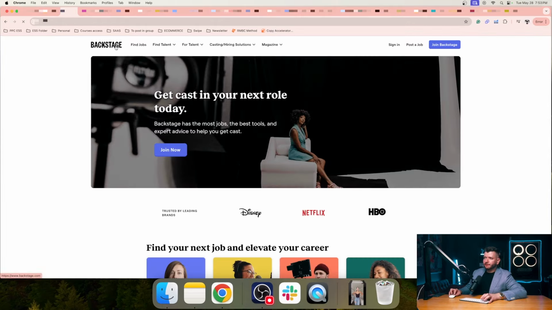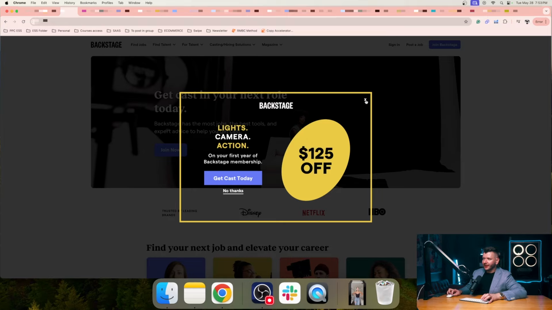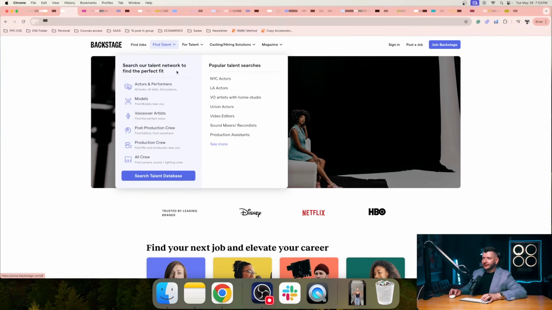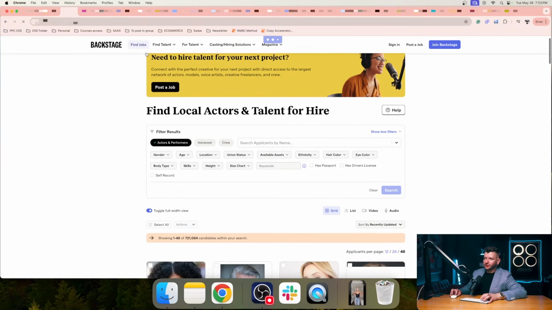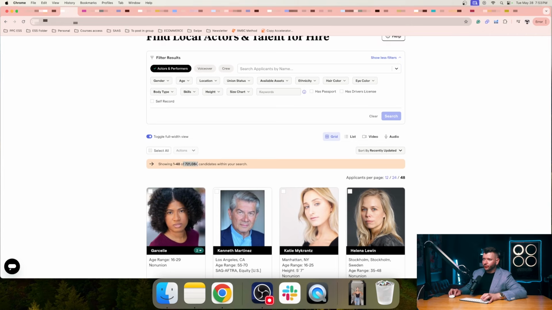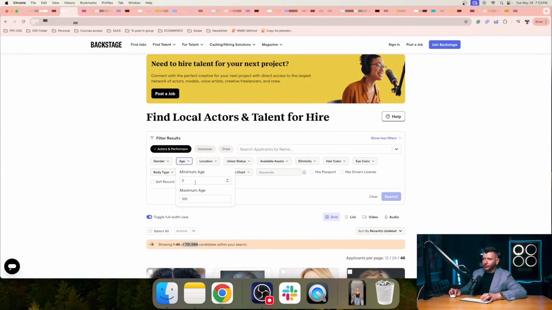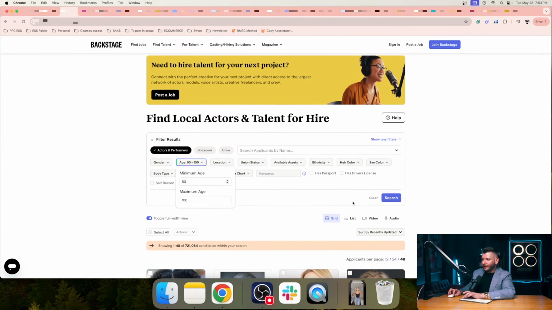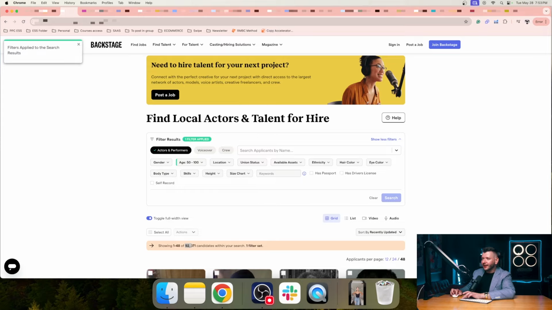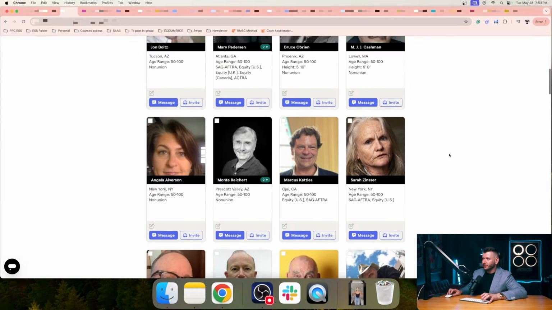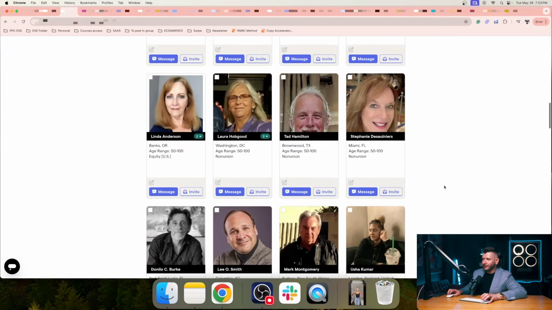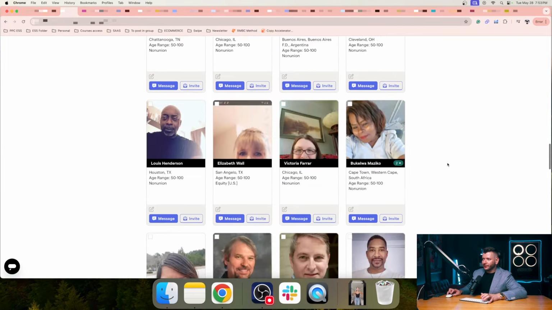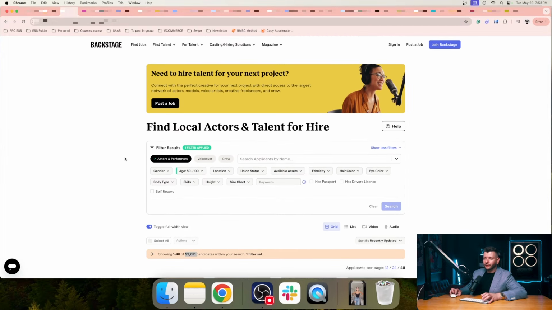Another great option is Backstage.com. This platform has like 700,000 actors, different ages, different locations. You can see here 721,000 actors, and you can sort by, let's say, only 50 years or older. Now I have 92,000 people that are older. You have some females, some males, different ethnicities. Now you can see whether some of those people can be a good fit for your brand.